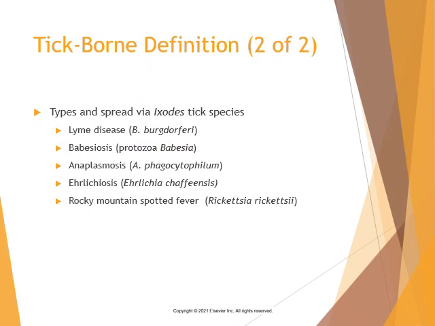Types and spread, the Ixodes tick species. We have things like Lyme disease, which we're going to spend a little bit of time with, babesiosis, anaplasmosis, ehrlichiosis, and Rocky Mountain spotted fever. And these are the various agents and the vectors that carry them.